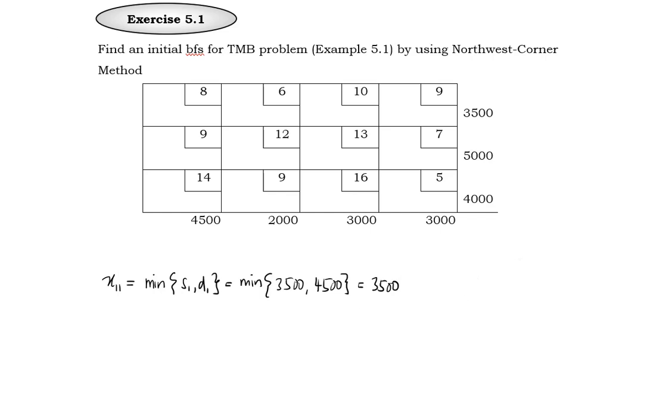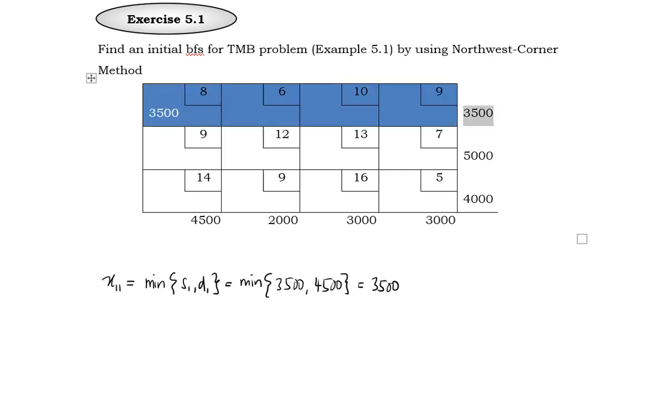We cross out row 1, and change D1 to 4,500 minus 3,500. So the formula is D1 minus S1. So 4,500 minus 3,500, and we get the new D1 is 1,000.